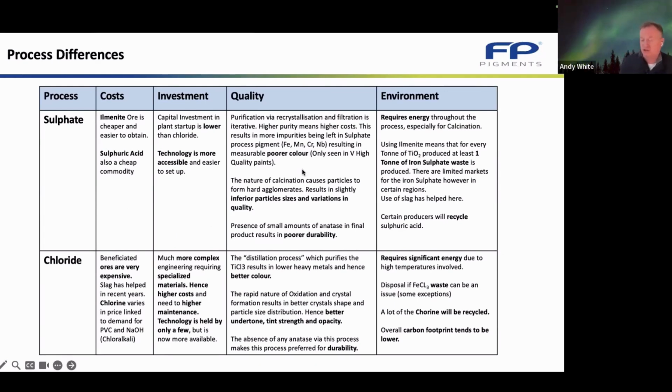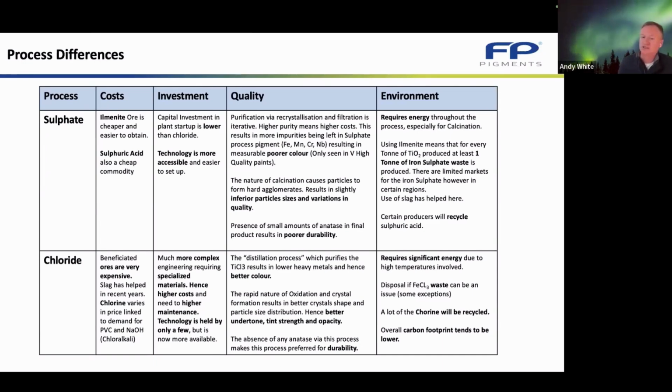However, when you use the sulfate process to make titanium dioxide, the purification process is not as efficient as the chloride process. So you tend to leave some of the chromophoric metals like iron, manganese, chromium, niobium still in the pigment, which is why especially poor quality sulfate process pigment can often be a slightly yellowish color, unlike some of the chloride process pigments. In addition, the nature of the calcination with the rotating calcining oven is so slow that you often get hard agglomerates, and so the particle size of the sulfate process pigment is sometimes not as good as chloride.